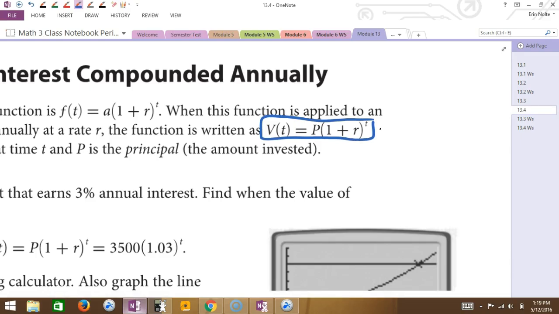Is everybody writing this down in their notes? Write it. Use your pencil or your pen. Maybe a highlighter.